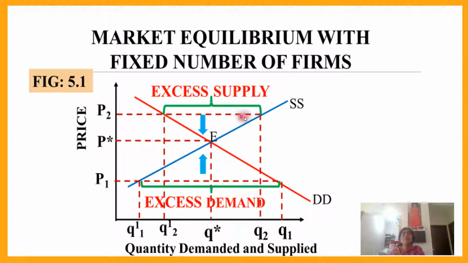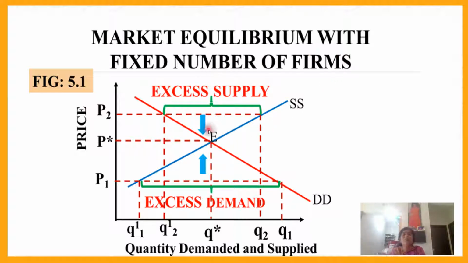What will happen to supply? You all know supply: when the price decreases, supply also decreases. What is the supply now? Q2, that is an excess supply. It will come back to Q star. Therefore, when the price comes back from P2 to P star, both quantity demanded and quantity supplied reach the equilibrium. This is how it is explained under the fixed number of firms.